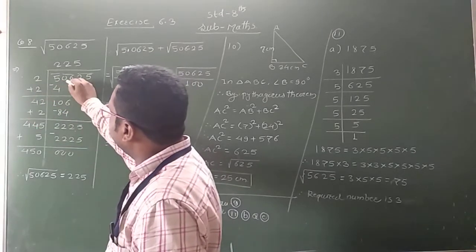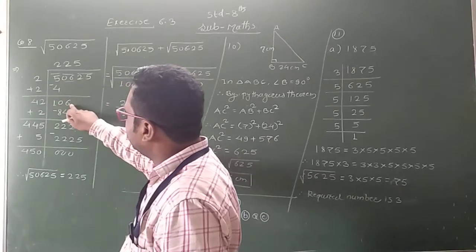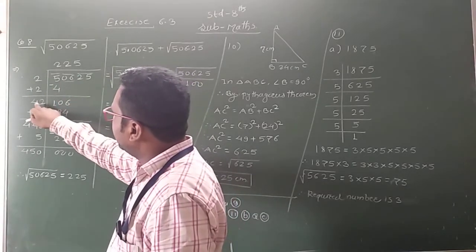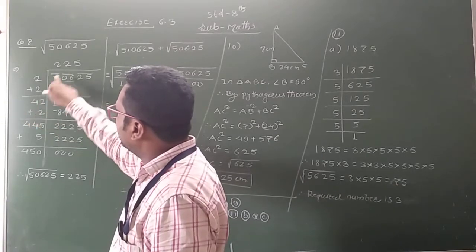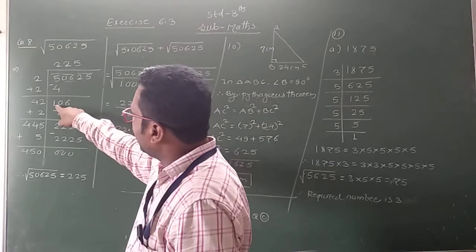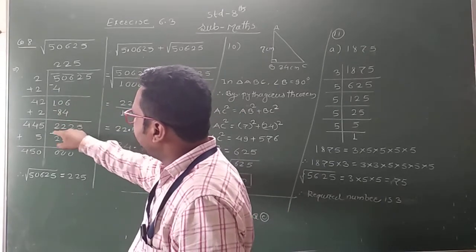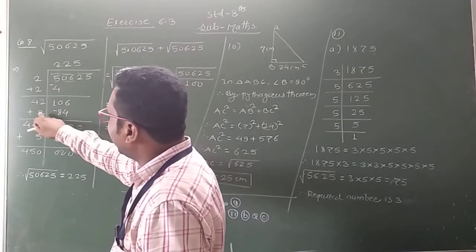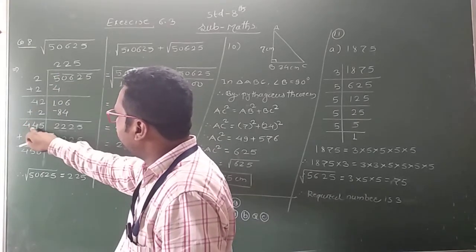Then next we take the pair of digits, that is 06 here, and the number becomes 106. Here I take 2, the number becomes 42, and 42 times 2 is 84. Then we subtract 84 from 106, and here we get 22. Then we add 2 to the divisor, and the number becomes 44.